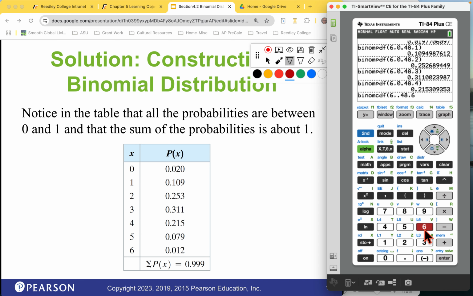And in this case, it's not exactly 6. It's 6 or less. That's what the CDF is, cumulative. And notice it's going to give me the answer of 100%. That's everything 6 or less, right? And that's because it added all these together. And we're going to get 1. Okay?